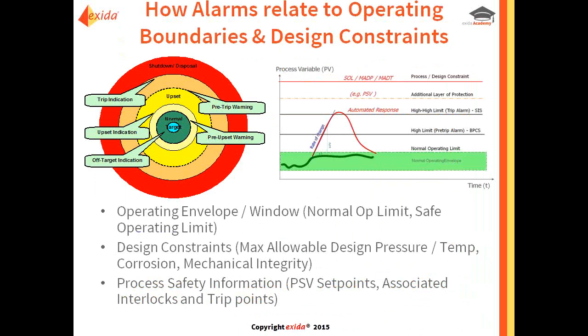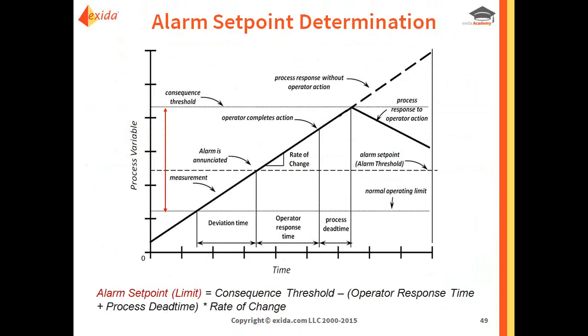Similar with process safety information, so the information that's called out in the OSHA PSM regulation, things like your SIS trip points and your relief valve settings, because chances are those are going to be higher layers of protection than your alarms. So we want to set the alarm limit in relation to those constraints, and unless you have that all assembled together in a way that you can see how they all stack up and line up, it's difficult to determine what the optimum alarm limit should be.